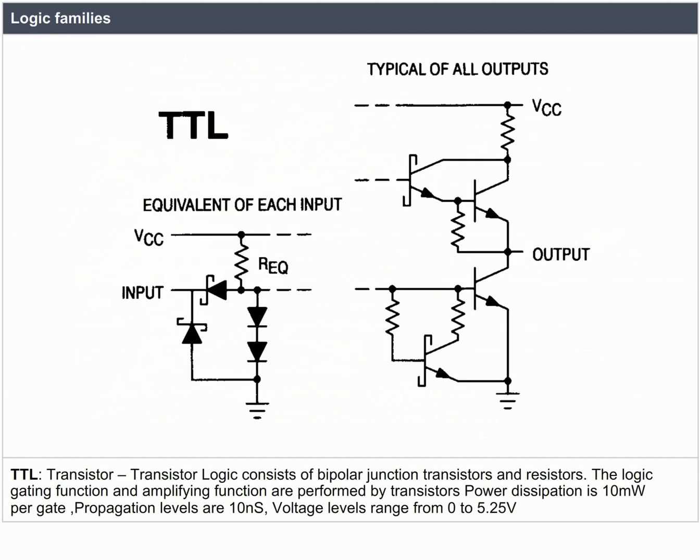TTL, transistor-transistor logic, consists of bipolar junction transistors and resistors. The logic gating function and amplifying function are performed by transistors. Power dissipation is 10 milliwatt per gate. Propagation delay is 10 nanoseconds. Voltage levels range from 0 to 5.25 volts.